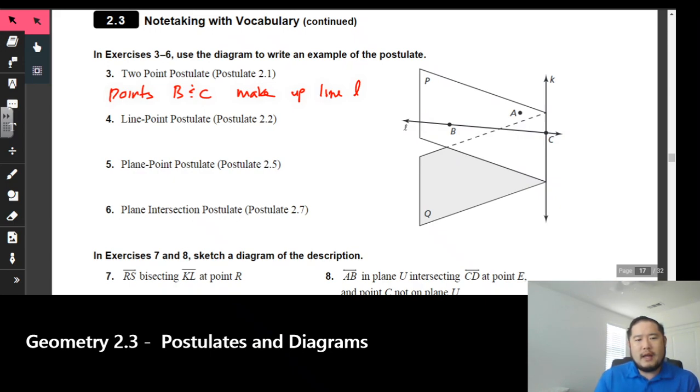For number 4, the line point postulate: in a line, there exist exactly 2 points. So I could say right here, looking at our example, that line L contains 2 points, those points being B and C.